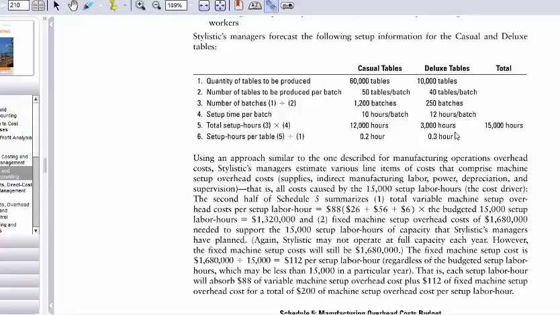We can do the same formula with our deluxe tables. We've got a total of 3,000 hours and 10,000 tables. 3,000 hours divided by 10,000 tables equals 0.3 of an hour per table for setup time, and that setup hourly rate was $200. So 0.3 times $200.